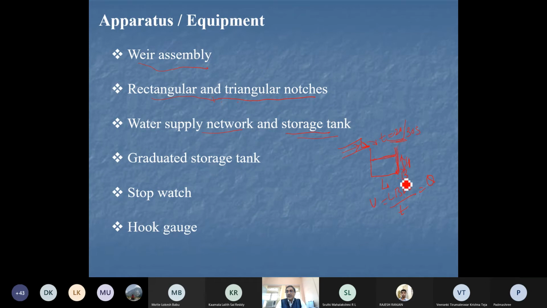Whatever the unit or length or dimension of this tank or bucket is, we need to convert it to meter. So it will be in cubic meter per second.